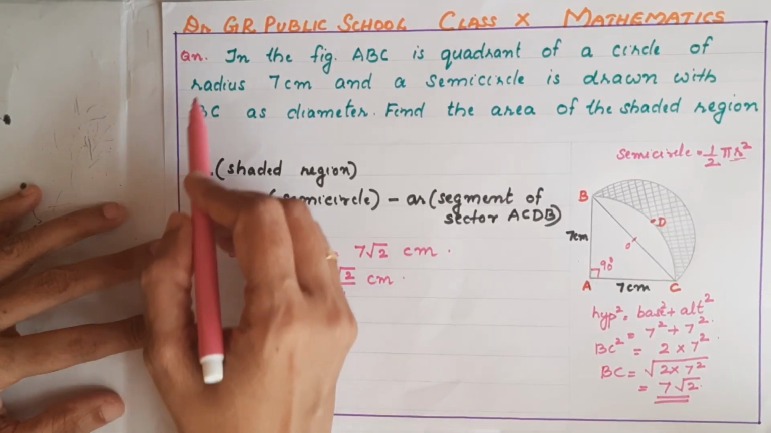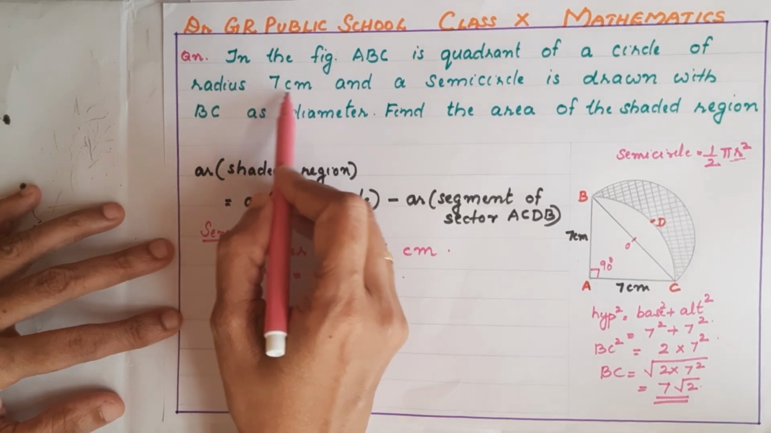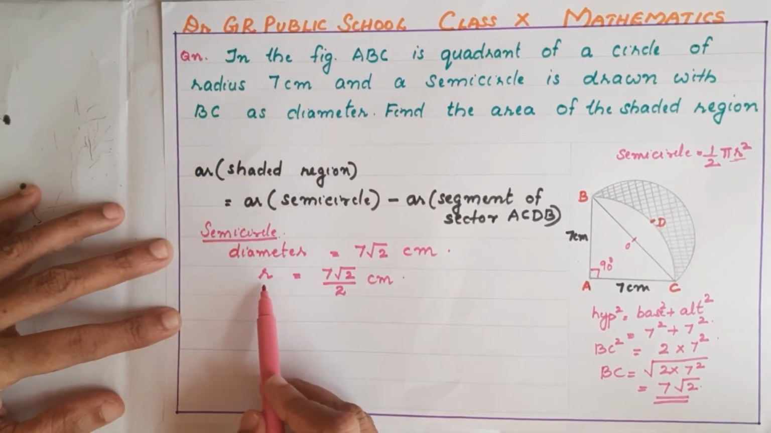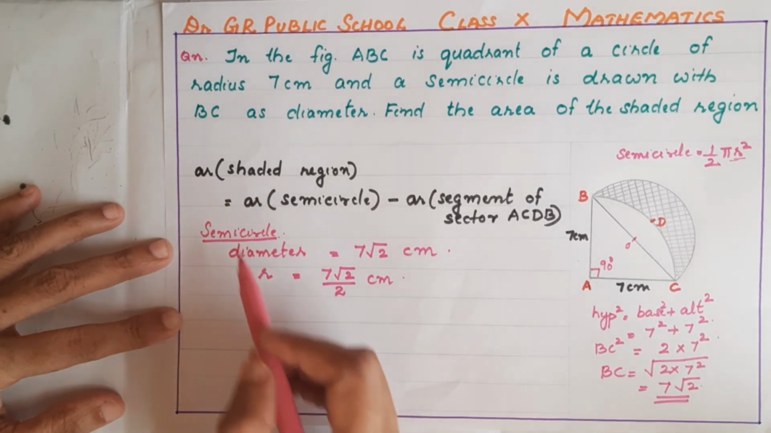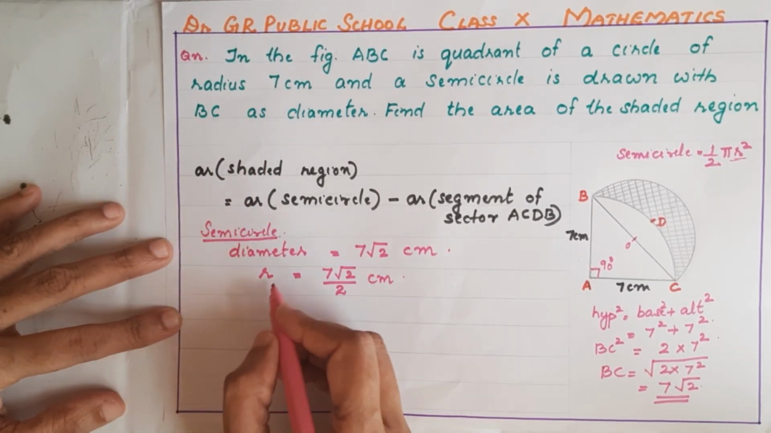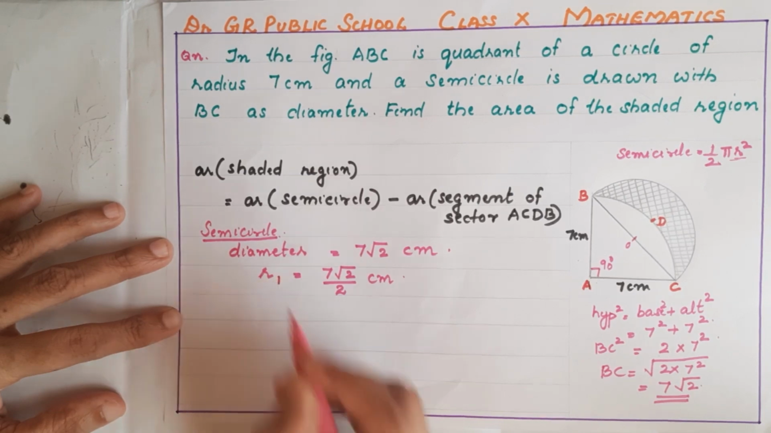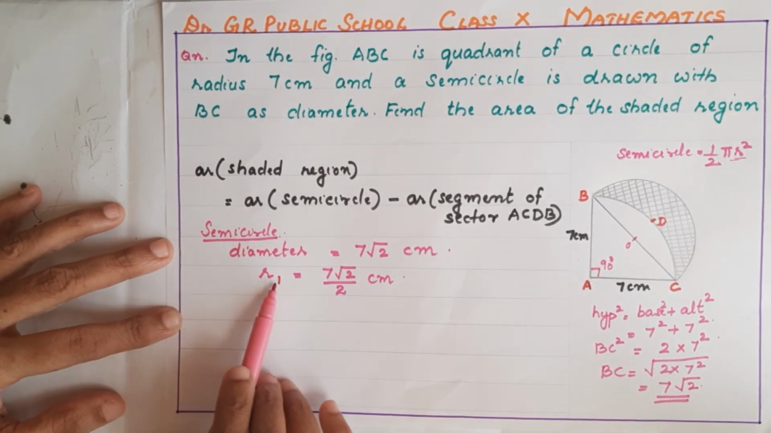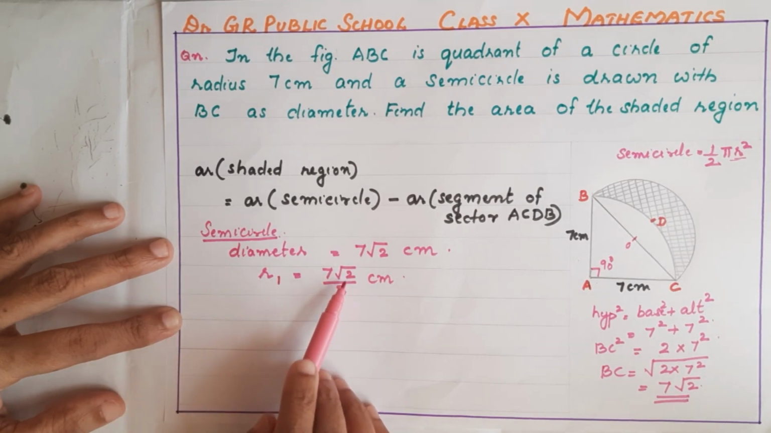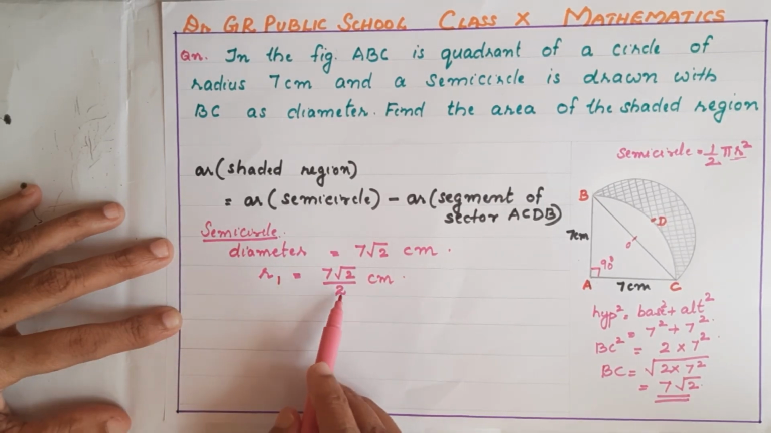See, already we have one radius as 7 centimeter, isn't it? Here we got another radius as 7 root 2 by 2. So, I am not giving both as R. Here I am putting as R1. Okay. So, the semicircle radius I took as R1. R1 is equal to 7 root 2 by 2 centimeter.